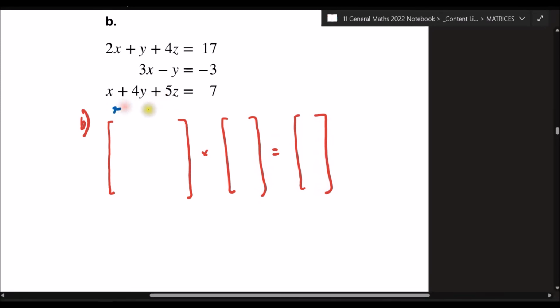Okay, so that's your x, y, z. And remember, these are your 3 equations. For the first equation, there's 2x, there's 1y, and there's 4z. Second equation, there's 3x, there's a -1 for the y, there are no z's. Third equation is 1x, there is 4y, and there's 5z's. And you're looking for x, y, z, and you want 17, -3, and 7.